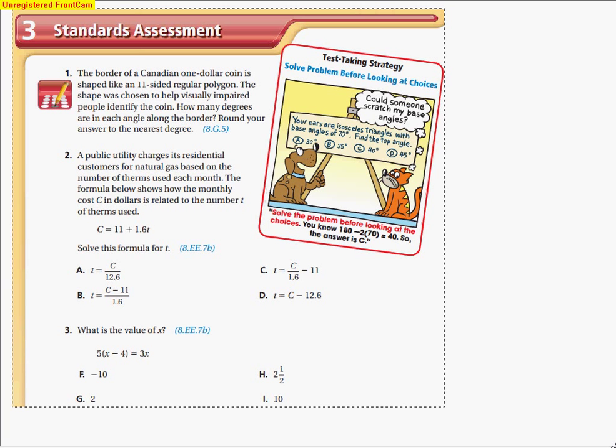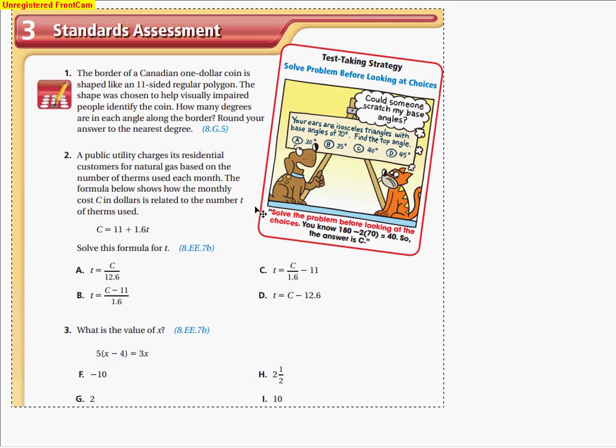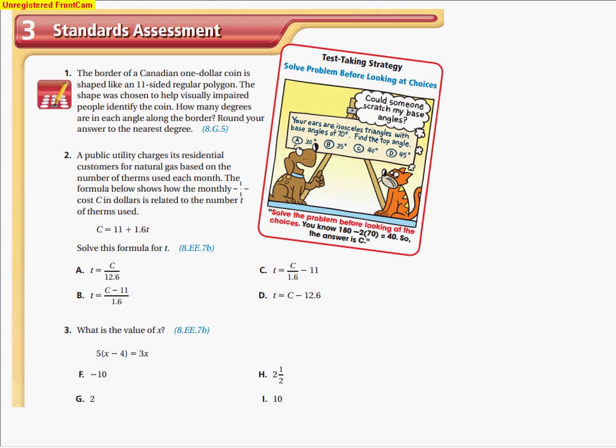These are the solutions to Chapter 3 Standards Assessment, and this is our preview or pre-test before our benchmark. This is the last section we're going to be looking at before our benchmark, so let's take a look at the problems.